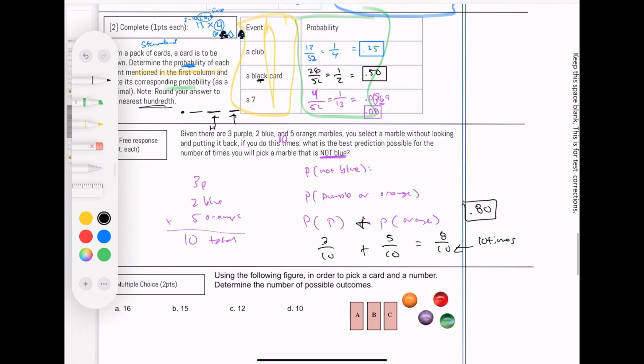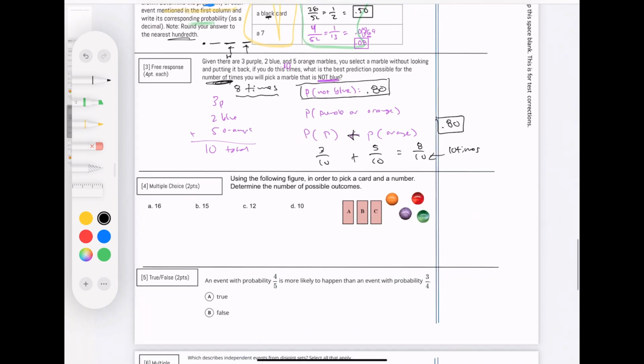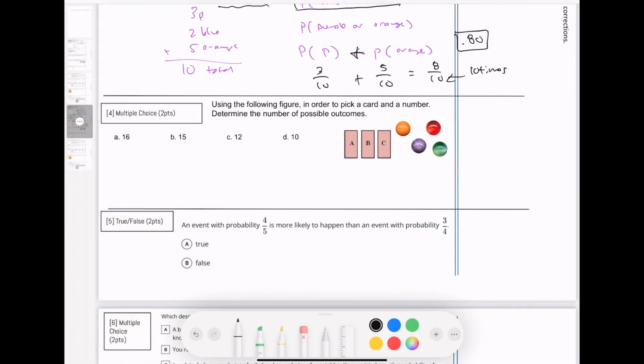80% of the time, of the 10 times, I predict 8 times. So if you told me the probability of not blue is 0.80, or the number of times, you can say 8 times. So either of those, I'll give you full credit.